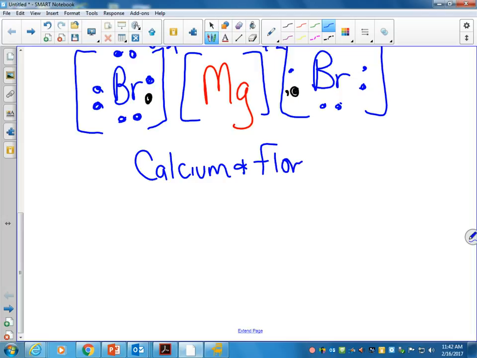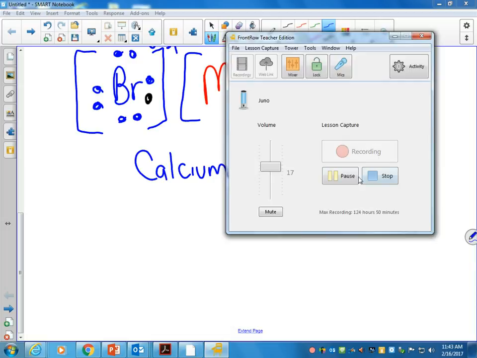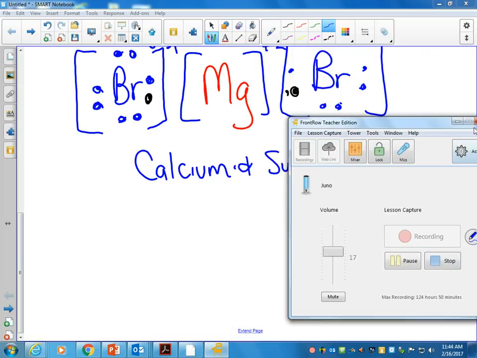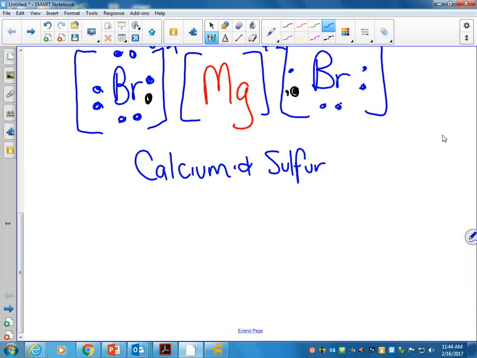Can I change fluorine? Can I make it sulfur? I'm going to change it and make it sulfur. Calcium and sulfur. So try calcium and sulfur. Okay, so just double checking. Some of you I heard go, okay, calcium's a +2, sulfur's a -2, that balances, I need one of each.